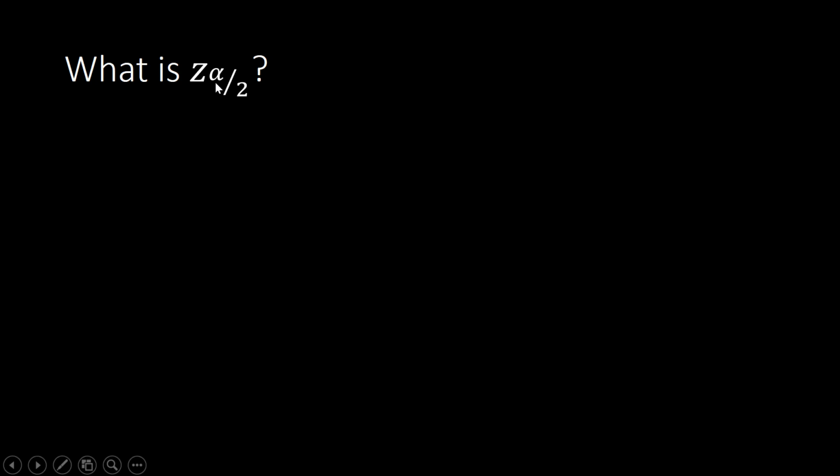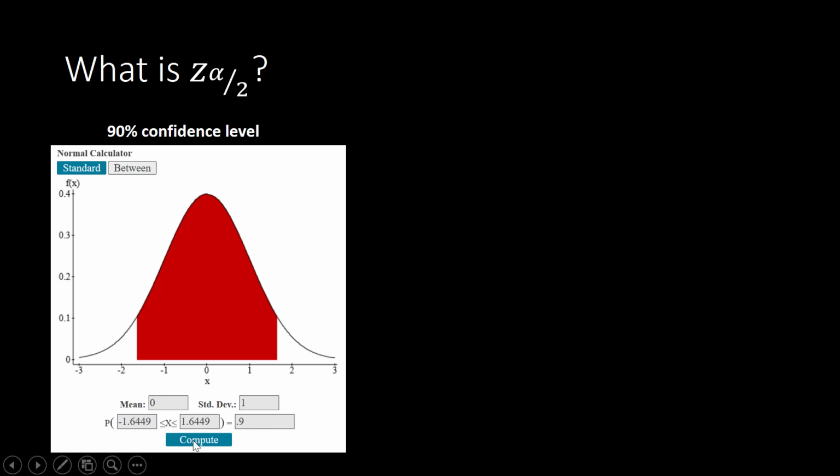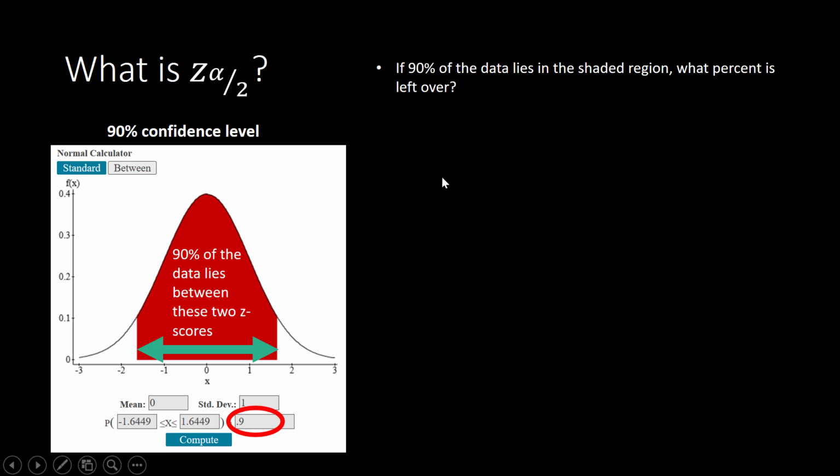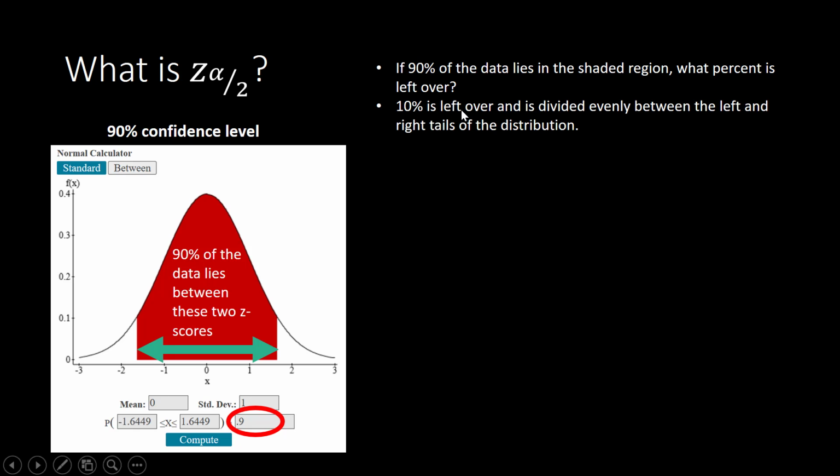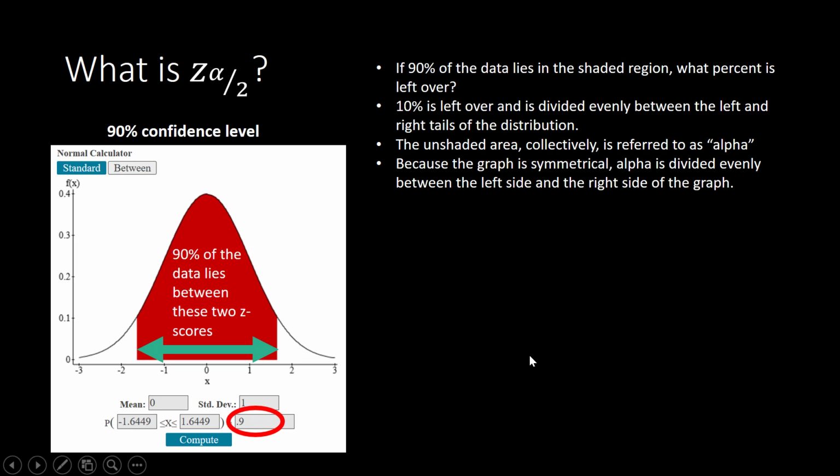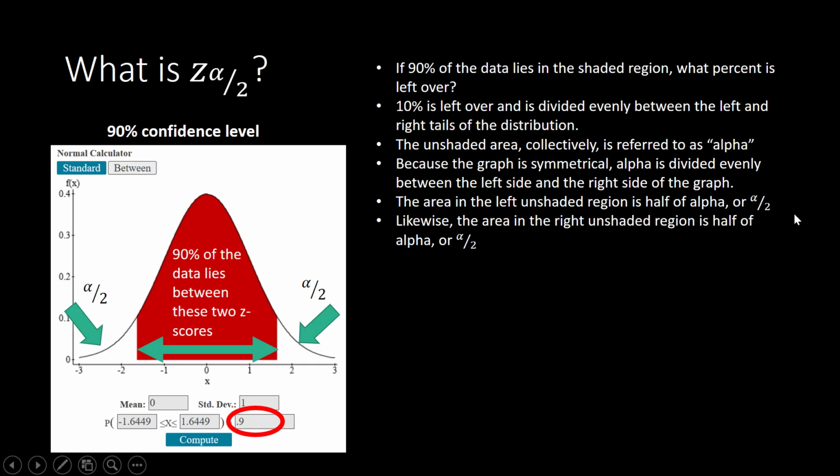So now that we understand what we mean by alpha, let's figure out what is z of alpha over 2. Let's start by looking at a 90% confidence level. Here you can see an image that shows this 90% in the middle of the standardized normal curve. Again, notice that this x-axis is labeled with z-scores. If 90% of the data lies in this shaded region, what percent is left over? We already said that 10% is left over, and that the 10% is divided evenly between the left side and the right side of this graph. The unshaded area collectively is referred to as alpha. Because the graph is symmetrical, alpha is divided evenly between the left side and the right side. So the area in the left unshaded region is half of alpha, or alpha over 2. Likewise, the area in the right unshaded region is also half of alpha, or alpha over 2.